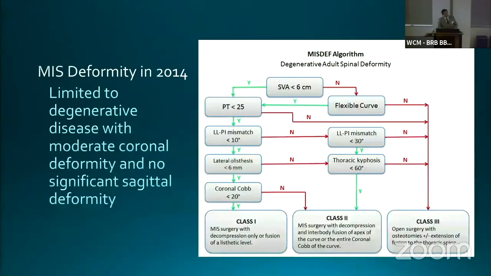So at the time, around 5-6 years ago or so, the group with Mundus, Eastlack, Wani, Ribe, and I, among others, looked at how to discuss with people a rational way to approach applying MIS techniques to deformity patients. And really in 2014, when we published this, MIS deformity was limited to degenerative disease with a moderate amount of coronal deformity and no significant sagittal deformity. So anybody that required a significant sagittal correction ended up in class 3, which was traditional open procedures.